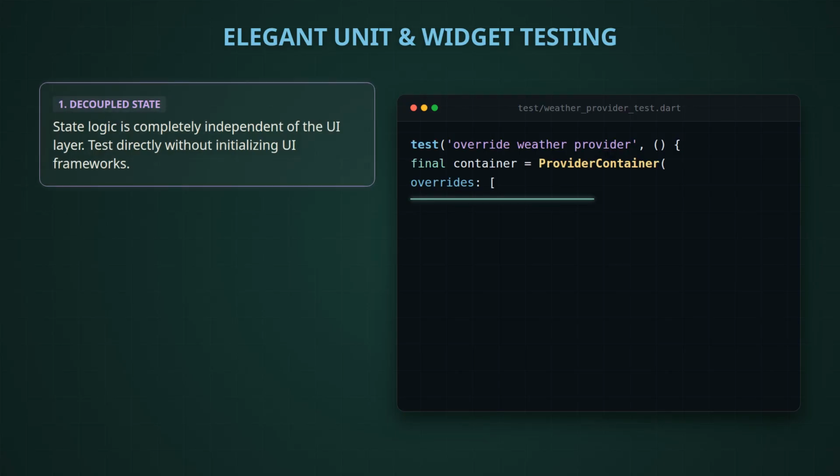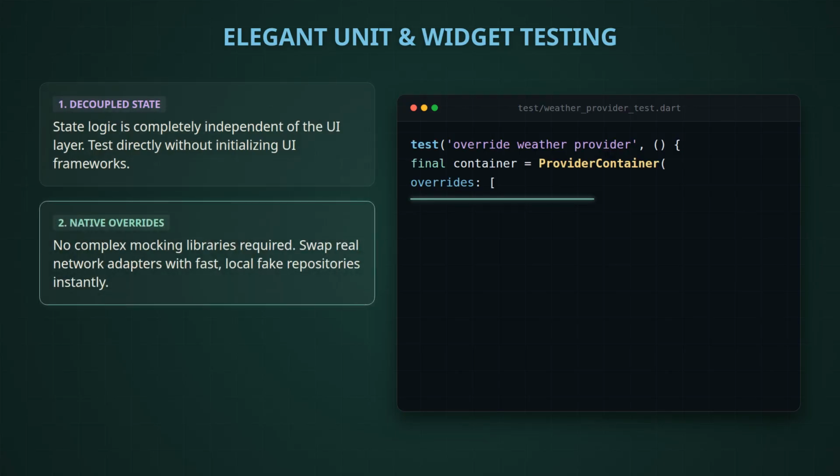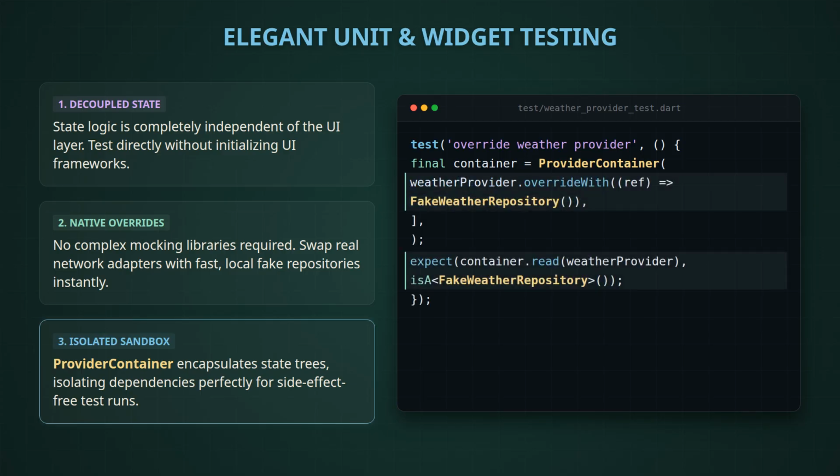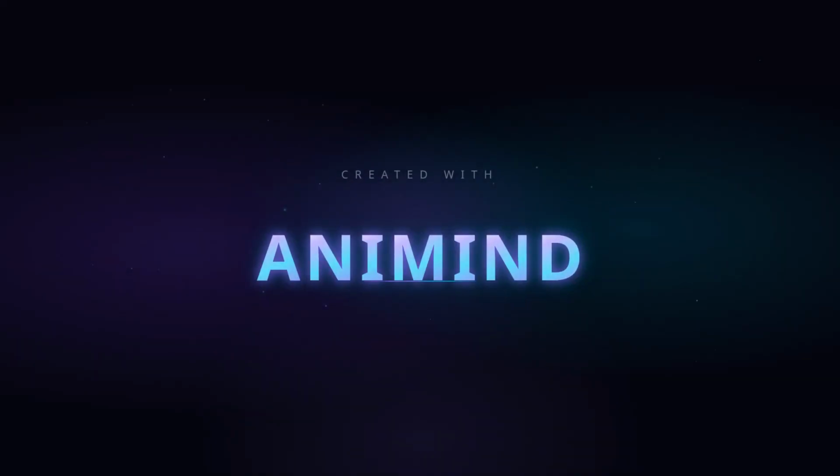Because Riverpod's state definitions are entirely decoupled from Flutter's rendering pipeline and build context, writing automated unit and widget tests becomes incredibly clean and fast. You no longer need to configure complex mocking frameworks or instantiate mock widget trees to verify your business logic. Inside your Dart tests, you can initialize a standalone headless provider container and utilize its overrides array. This allows you to surgically mock a real network provider with a mocked data source or fake repository, executing tests entirely in memory with maximum isolation.